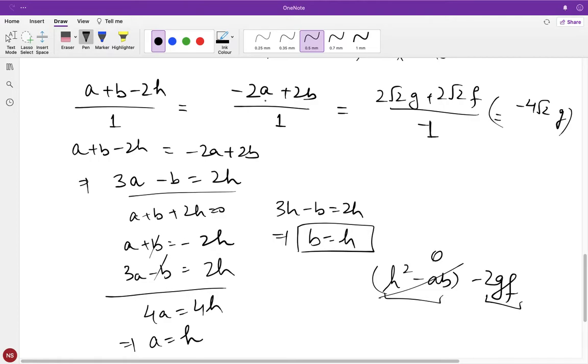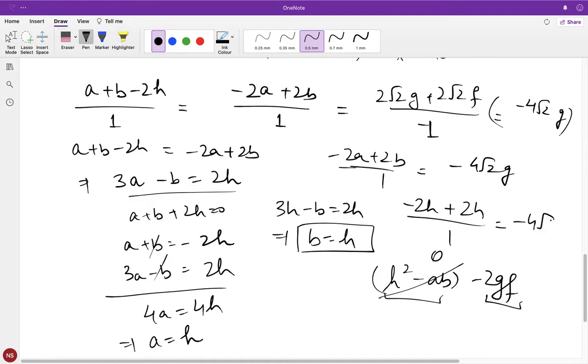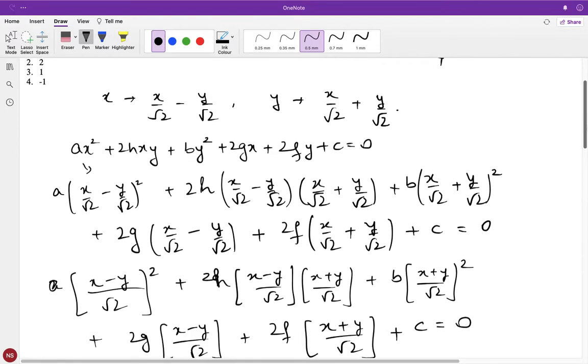When I look at this, minus 2a plus 2b by 1 is equal to minus 4 root 2g, because g is equal to f, so 2 root 2f equals 2 root 2g. Now a is equal to h, so minus 2h, b is equal to h, so plus 2h by 1 is equal to minus 4 root 2g. So this is also 0. This implies that g is equal to 0. So minus 2gf is also 0. So my option is this.